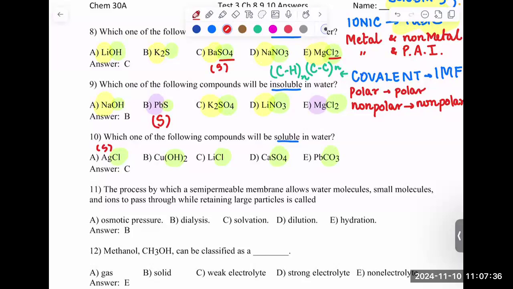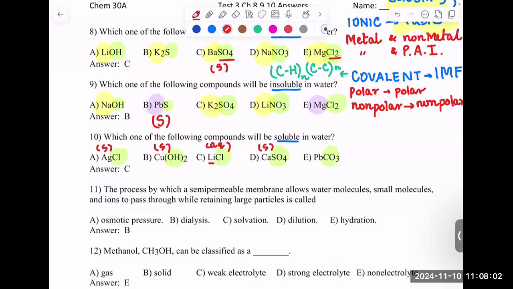Copper hydroxide. All hydroxides are insoluble in water except group 1A and ammonia. That's what the table reads. So this is going to be solid. Lithium chloride, because it's a group 1A. So this is going to be soluble, aq. Okay. Calcium sulfate. All sulfates are soluble in water except barium, strontium, calcium. So this guy is solid.